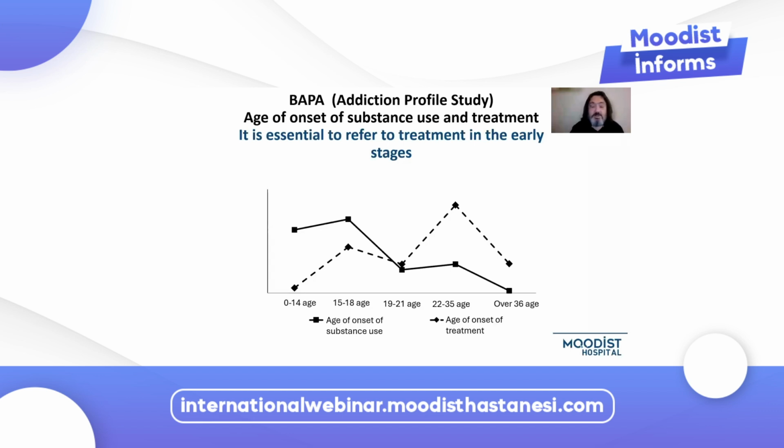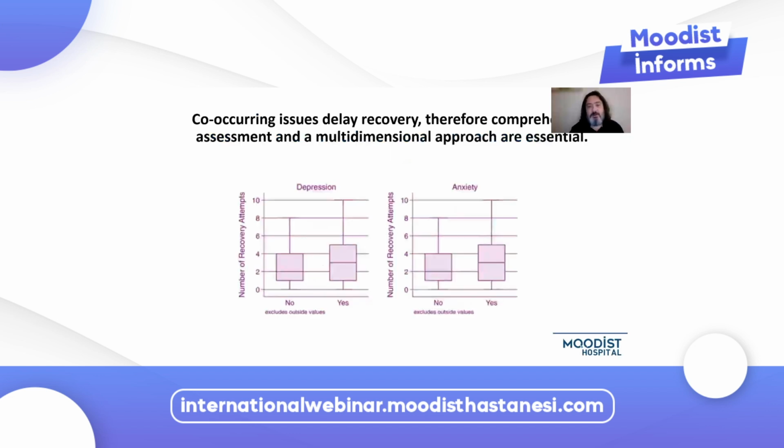People seek treatment 5 years after they begin the addiction. And the earlier the treatment begins, the earlier success comes. Therefore, identifying it early, not ignoring it, will also shorten the recovery duration. These figures are from Turkey, of course, but I don't think this will be very different from country to country. The average is 5 years for seeking treatment. Therefore, following up on these issues and not ignoring them are very important.